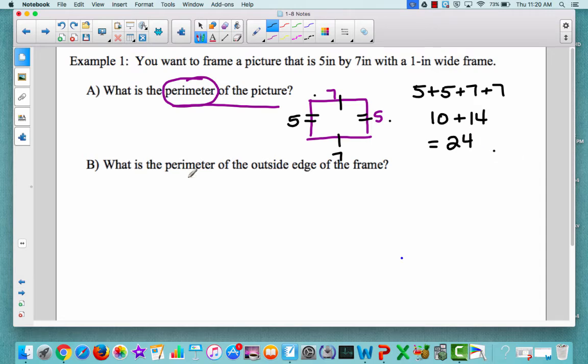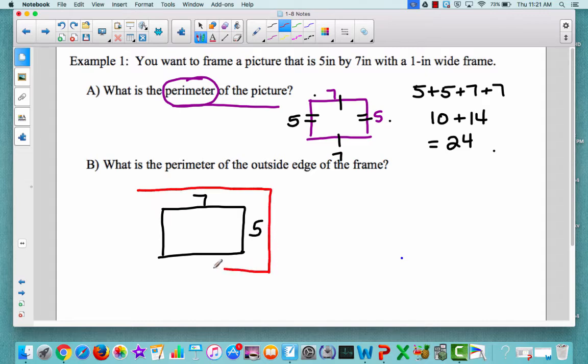All right, so what is the perimeter of the outside edge of the frame? Now we've got to put the frame around it. So here I've got this picture that's 5 by 7. I've got this frame going around it. And this is 1, and this is 1, and this is 1, and this is 1, because it's a 1-inch frame going all the way around. So we actually have to calculate the new side of the new figure. If this is 7 right here, and this is 1 right here, and this is 1 right here, if we add them all up, 7 plus 1 plus 1, we get 9.